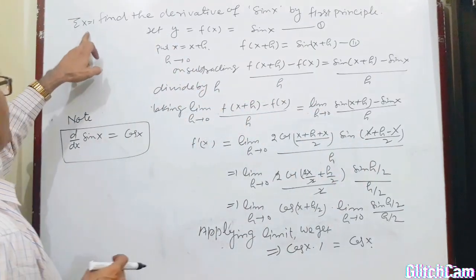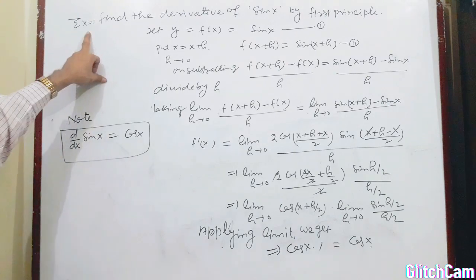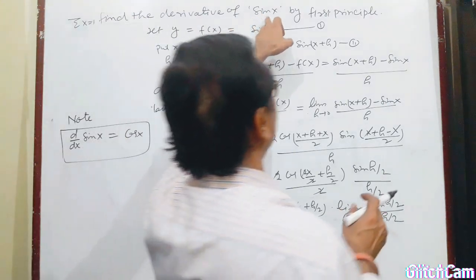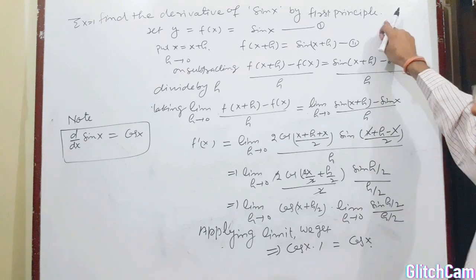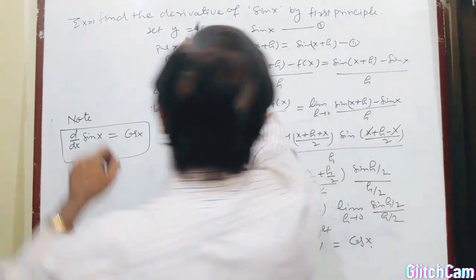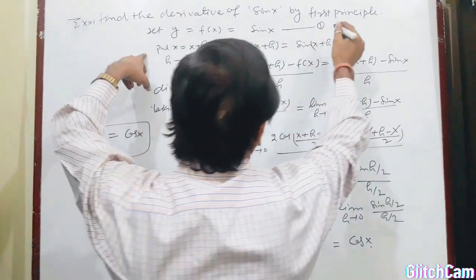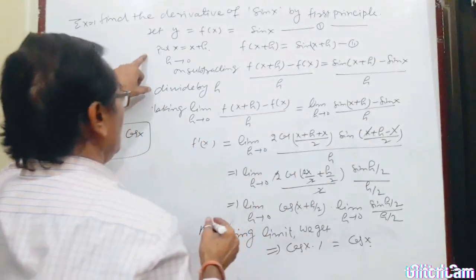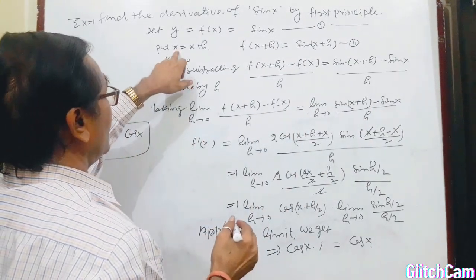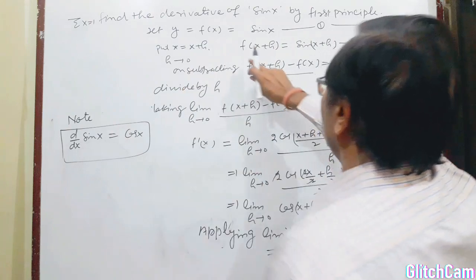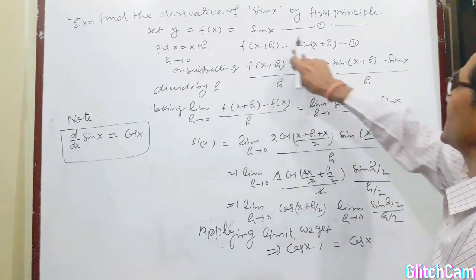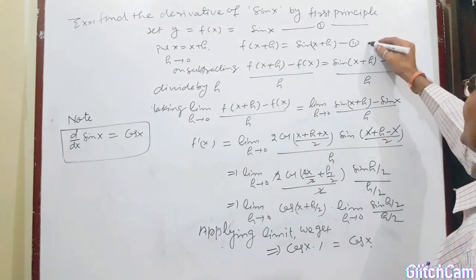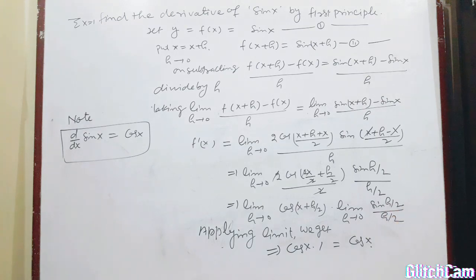Students, we provide another example. Find the derivative of sin x by first principle. We know that y equals f(x) equals sin x. It is the function. We put x equal to x plus h. Therefore, f(x plus h) equals sin(x plus h). It is the second equation.